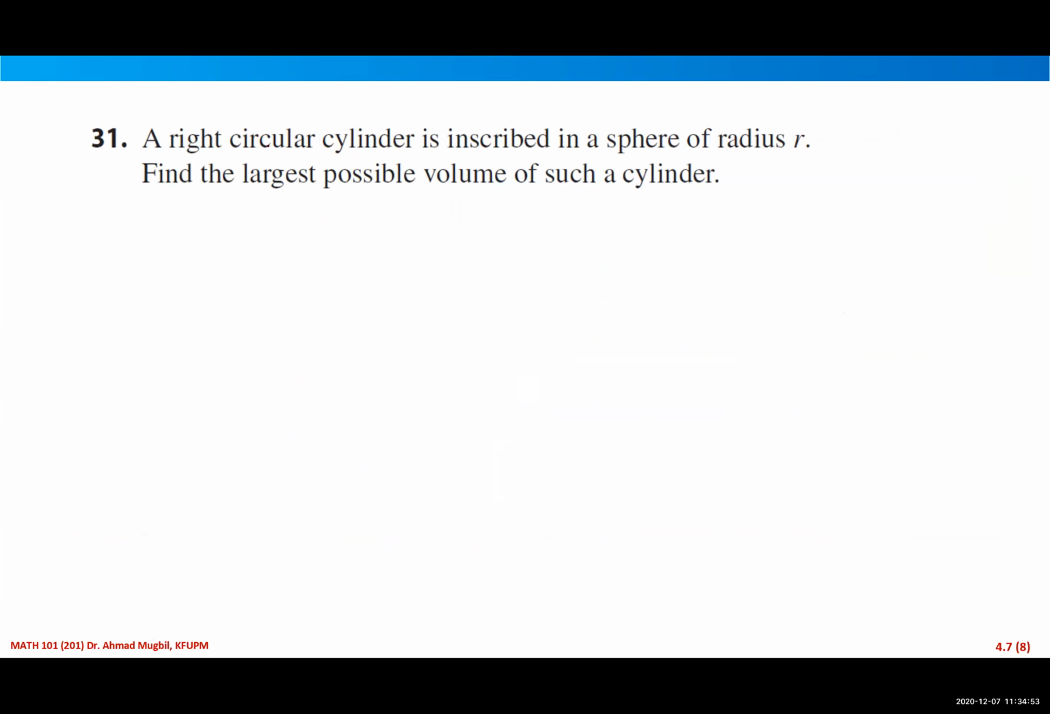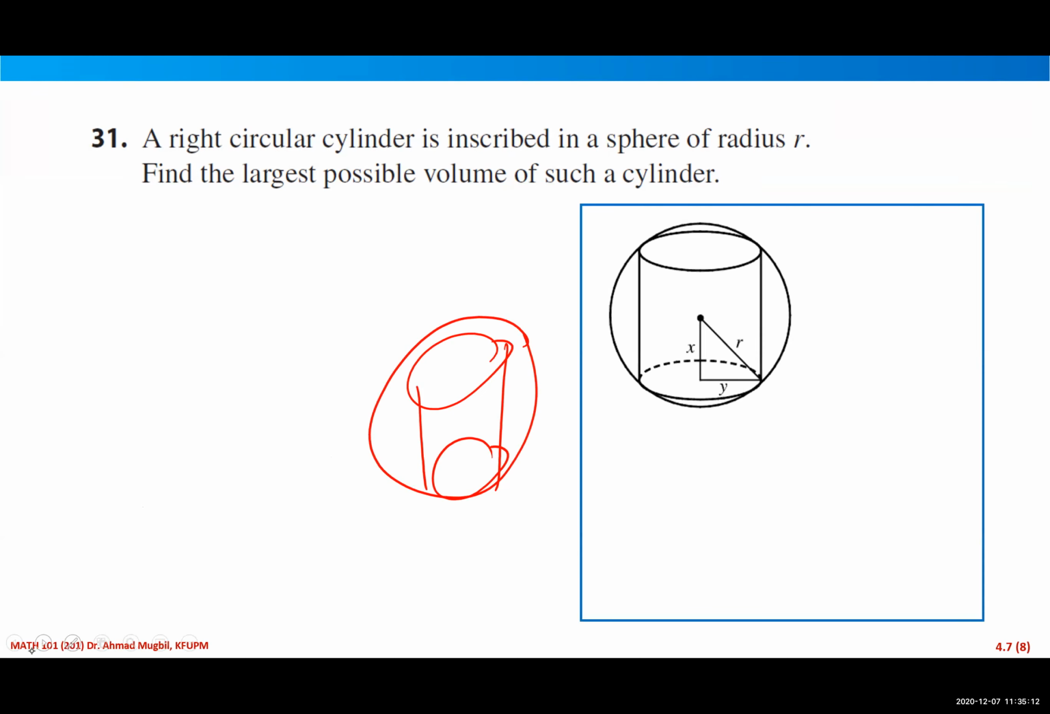Here we have a right circular cylinder. This is a circular cylinder. Of course, it is a right one. So this is something like this. When you have a right circular cylinder, it will be something like this, inscribed in a sphere. So it will be inside the sphere. Because we don't have time, we still have only 15 minutes. So this is the cylinder, Shabab, and this is the sphere.